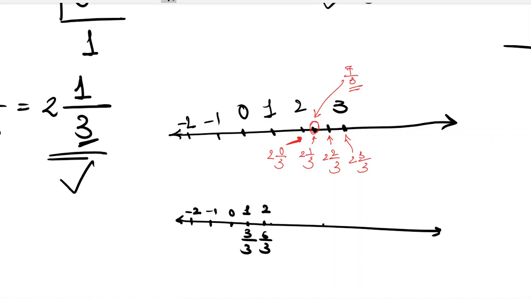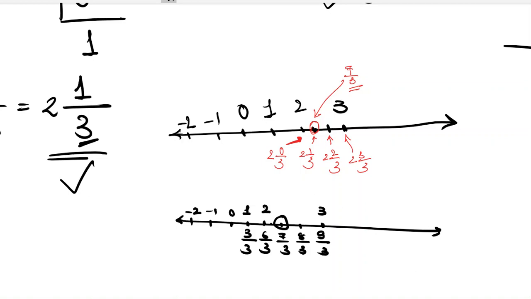And then you leave some space and then you write 3, because we know that the number lies between 2 and 3. So what is 3? 9 by 3. So between 6 by 3 and 9 by 3, what do you get? 7 by 3 and 8 by 3, right? So our required number is over here, 7 by 3. So this is how also you can do it. Both methods will give you full marks.